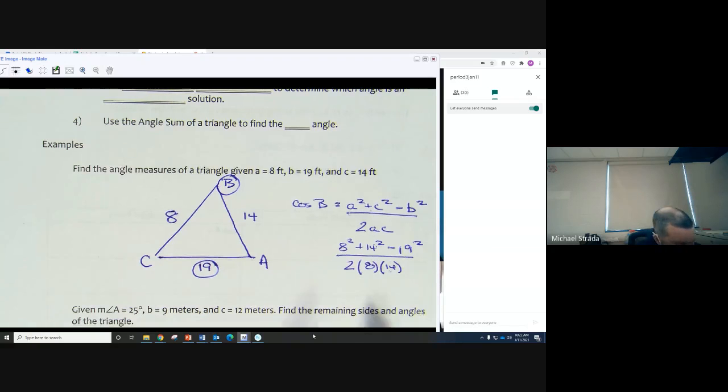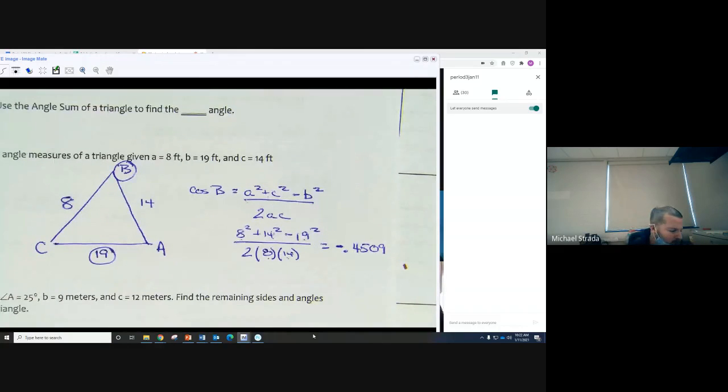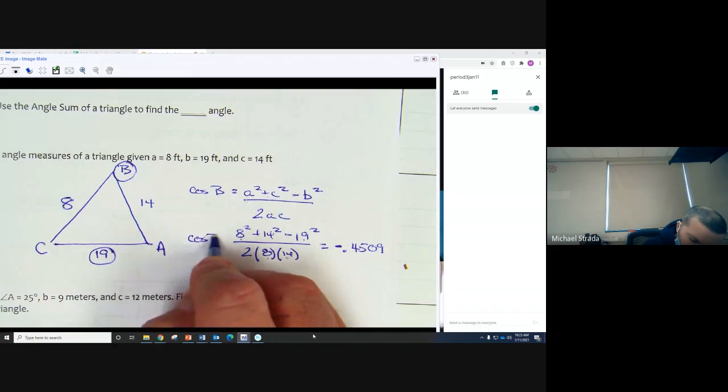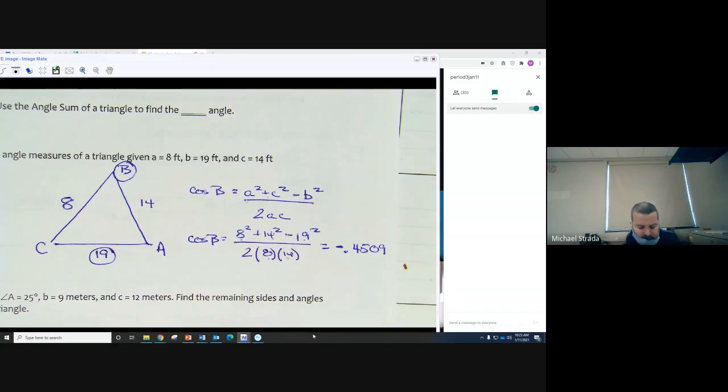I then evaluate. 8 squared is 64. 14 squared is 196. 19 squared is 361. 2 times 8 is 16, and 16 times 14 is 224. Not going to matter, you can do all that in a calculator. When you're done finding all that, you get negative 0.4509. And yes, it is negative, which is fine. So that means cosine B equals negative 0.4509.